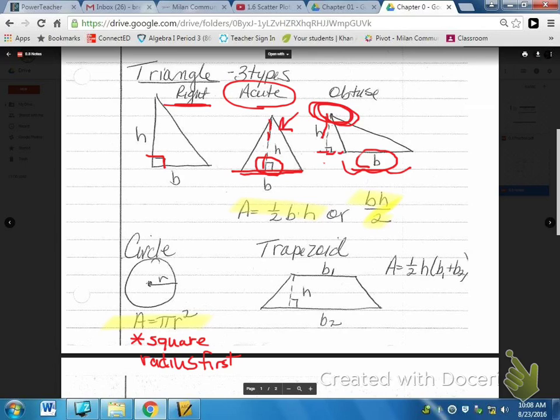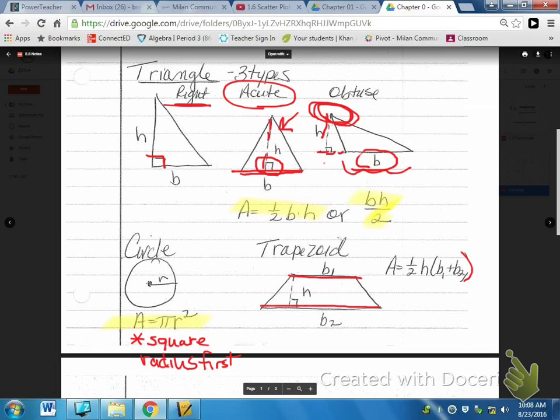Okay, and then the last formula that you are expected to know is a trapezoid. The trapezoid is derived from the triangle formula. If you could picture it being a portion, if I connected these, that would make a triangle. So the formula is derived from that. So you end up with the trapezoid having 2 bases. It's the 2 sides that are parallel.